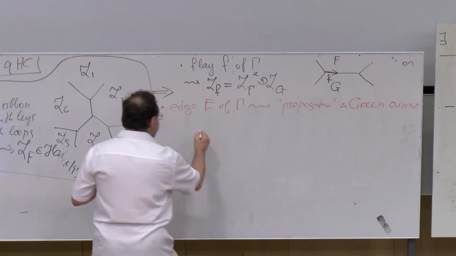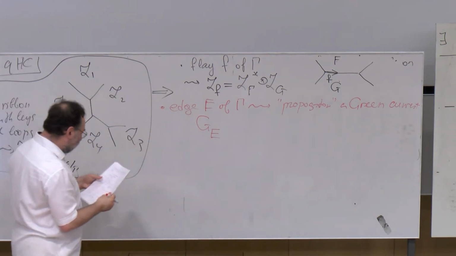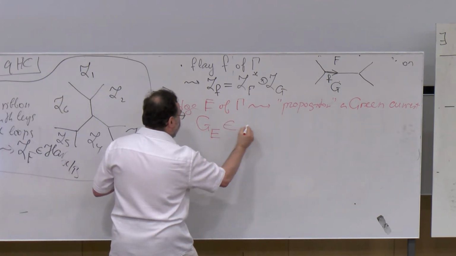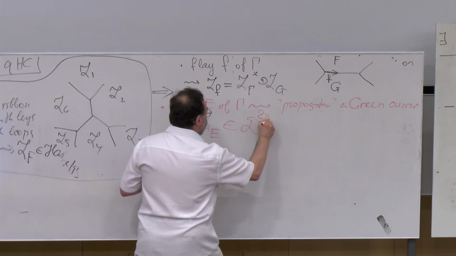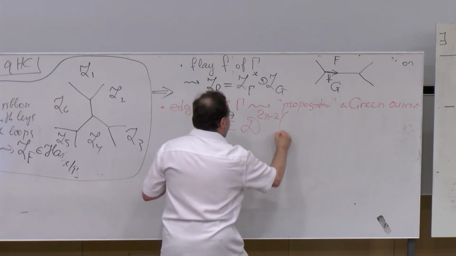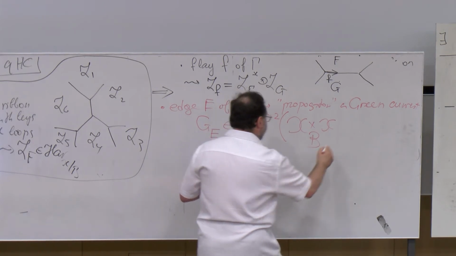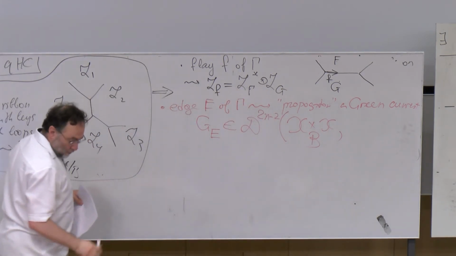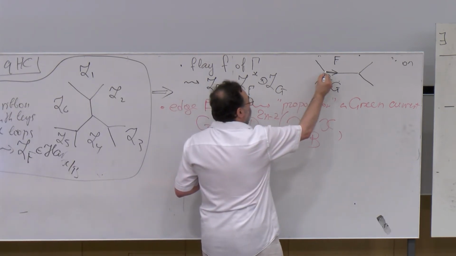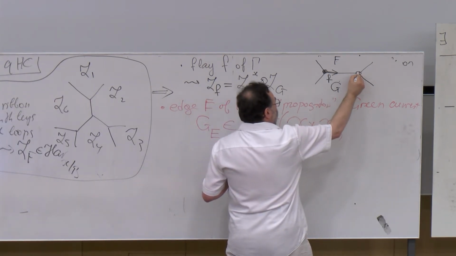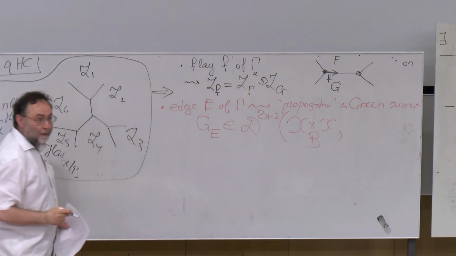And this Green current, by definition, is a certain distribution which is specifically constructed and has some standard properties. It lives in 2n-2 distributions on X cross X over B with coefficients. So you think about this form. This distribution lives on some copy of X attached to this vertex and some copy of X attached to that vertex. This is my X over B. Okay?